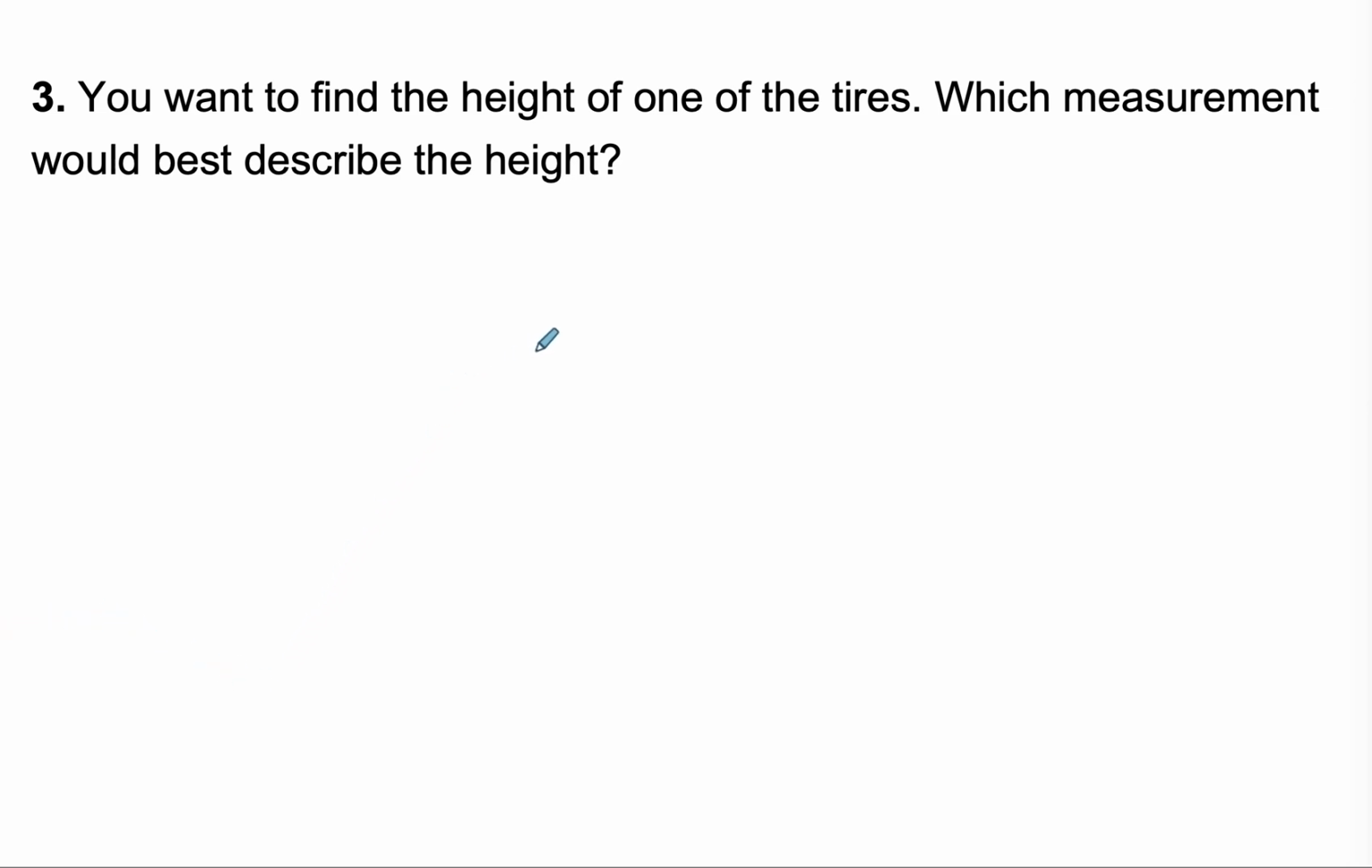Okay, number 3, you want to find the height of one of the tires. Which measurement would best describe the height? Here's what the height would look like. Go ahead and pause the video and write down what that would be.